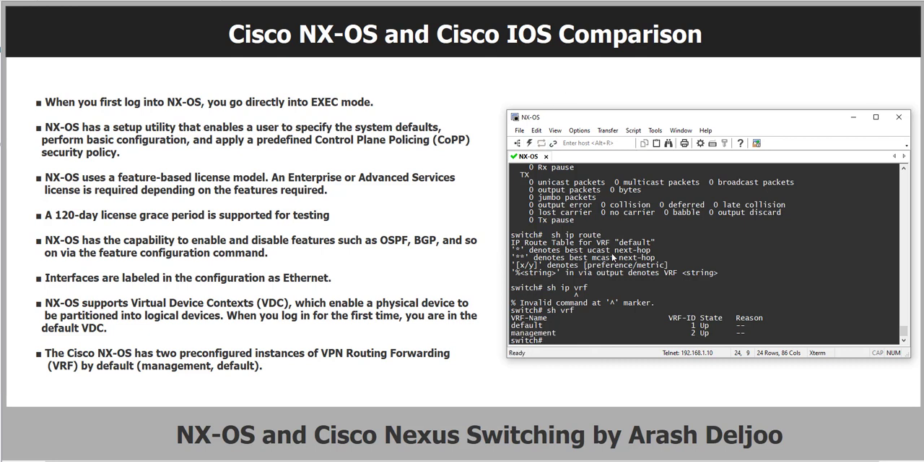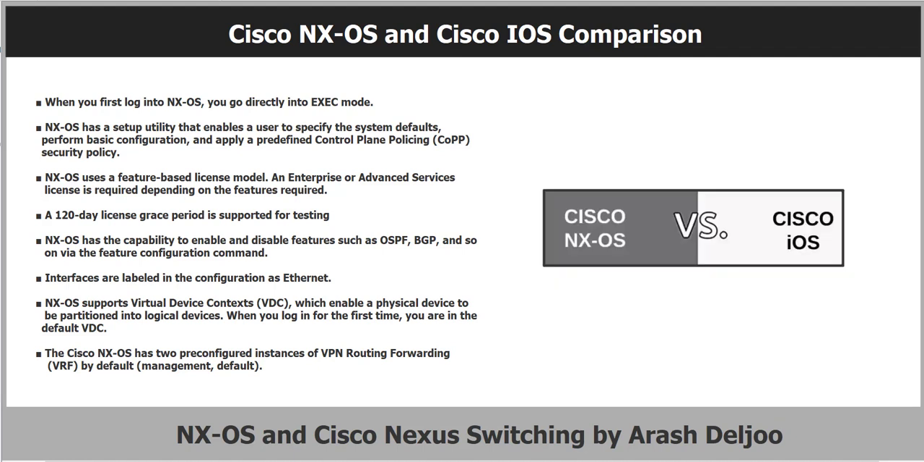MGMT 0 is a member of the management VRF. The MGMT 0 interface exists in the management VRF and is accessible from any VDC. If VDCs are configured, each VDC has a unique IP address for the MGMT 0 interfaces. You will learn more about this in the future.